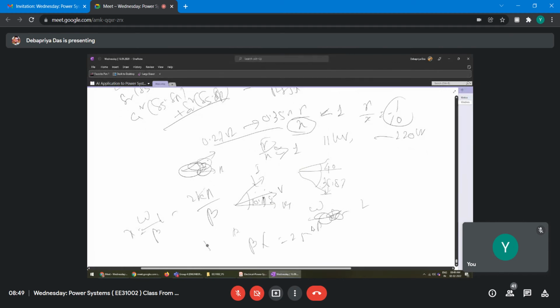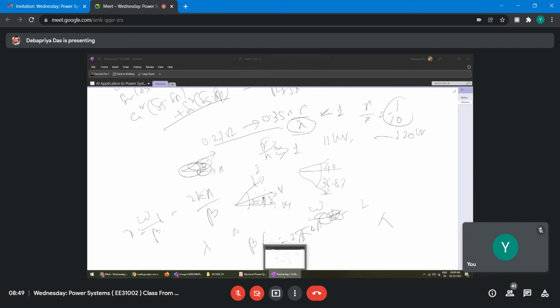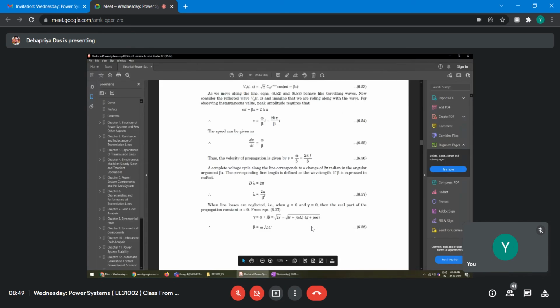Actually, lambda is written like this, but I write it differently on the blackboard, and I tell the students also. Beta lambda is equal to 2 pi. So therefore, lambda is equal to 2 pi by beta.